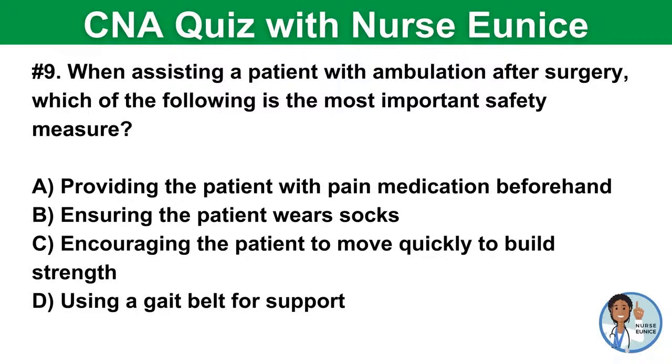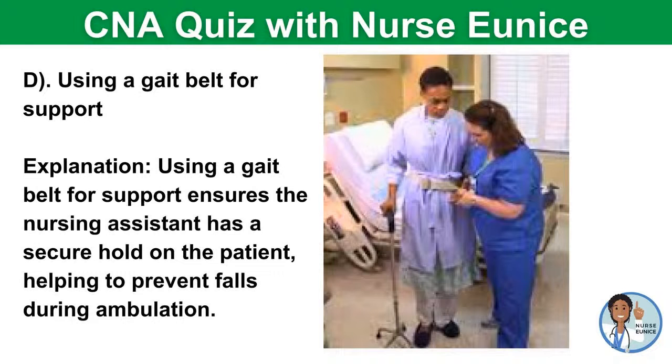They need to have the socks with the grippies, not traditional socks. So they need something that has some type of safety feature to prevent falls. So you all were correct. You did not choose B. The correct response is going to be D. You're going to use a gait belt to help support that patient. And using the gait belt, you would actually hold the belt securely.